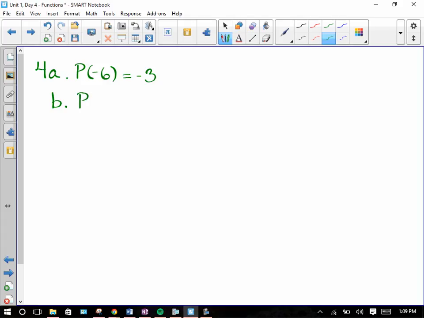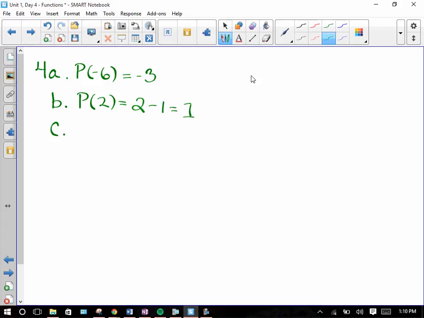P of 2. Again, if you look at that graph, you see P of 2 is about 1. To confirm that algebraically, it says that P of t is equal to t minus 1. So really, it's equal to 2 minus 1, which is equal to 1. Confirm that algebraically.